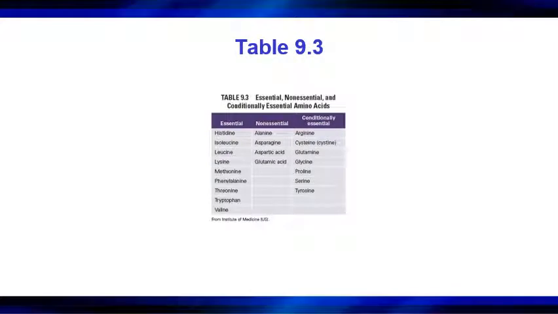Here are what we consider essential, non-essential, and conditionally essential amino acids. So you see the 9 essential amino acids, you see the non-essential, and again the conditionally essential. Again, they still need to be consumed through the diet. So the only ones that don't need to be consumed are your non-essential: alanine, asparagine, aspartic acid, and glutamic acid do not need to be consumed in the diet.